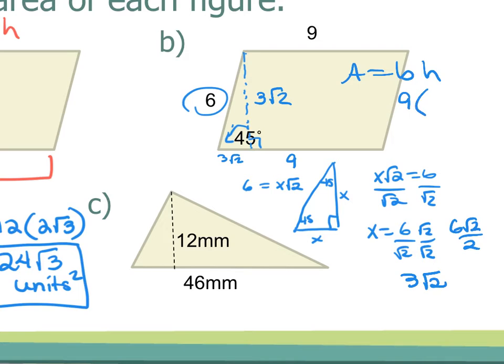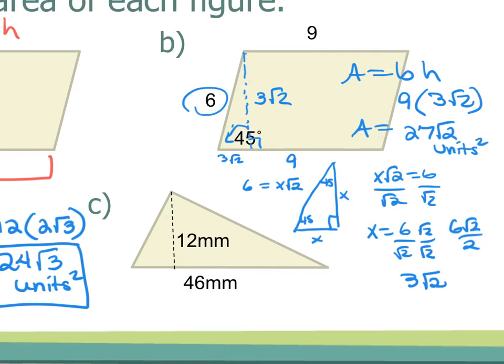So 9 times 3 square root 2. So the answer for the area of this parallelogram is 27 square root 2 units squared.